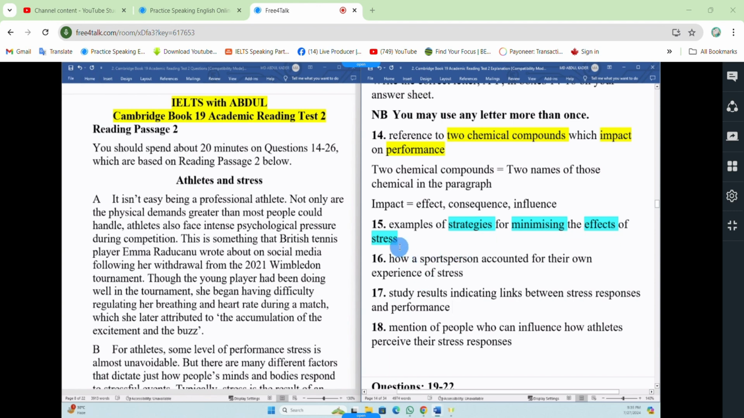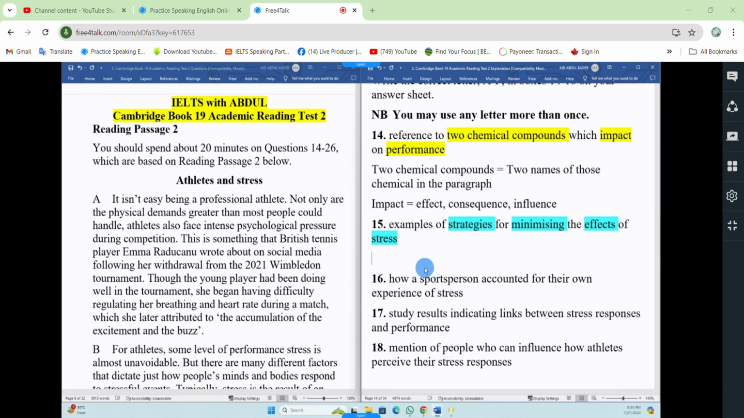So let me explain what strategies are. Instead of the word strategies, what can we get in the passage? Regarding strategies, we may find words like methods, right? Methods, techniques.